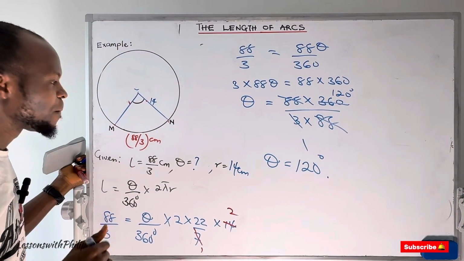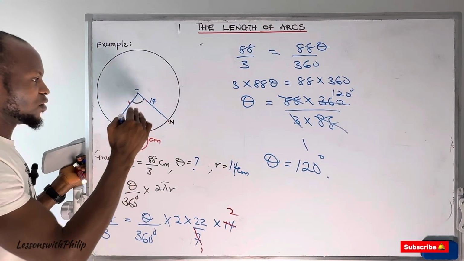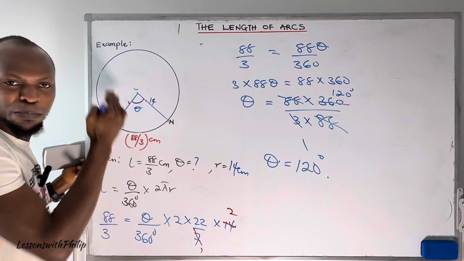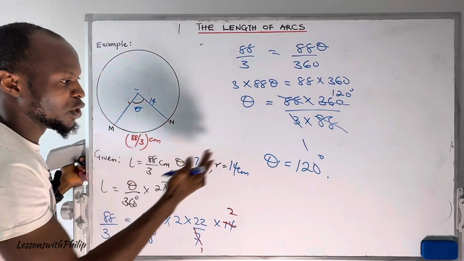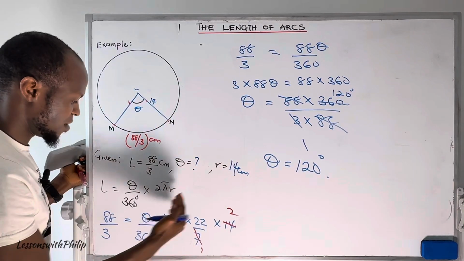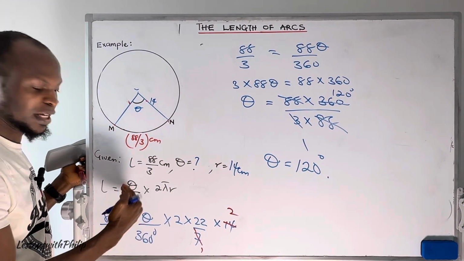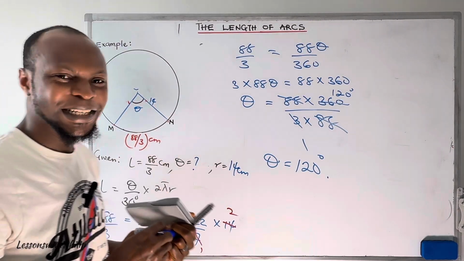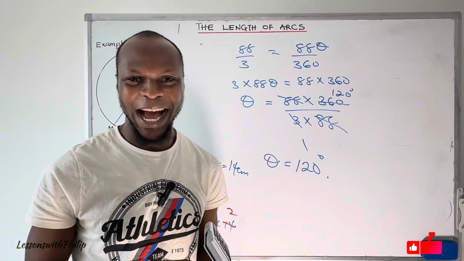Are we seeing it now? So in any case, what parameters you're given will determine how you use your formula. What I'm just doing is making the subject of the formula. This is how to calculate the length of an arc.